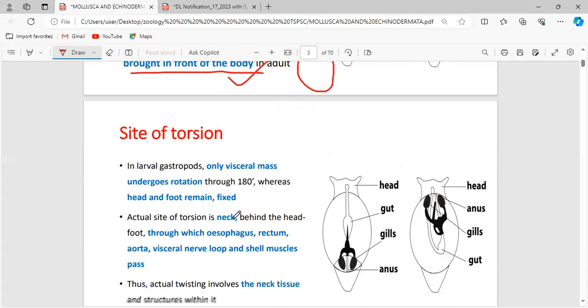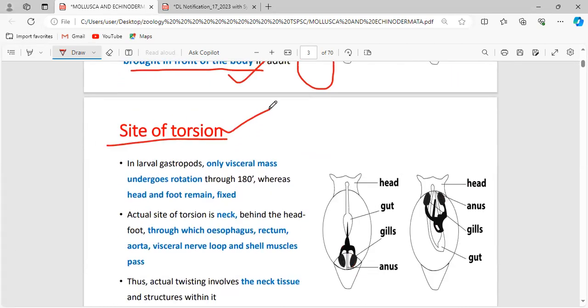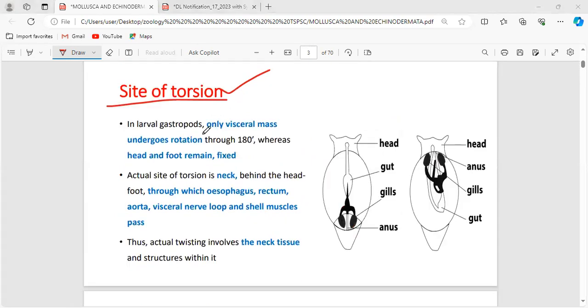Now, what is the exact location of this torsion, and where is it happening? In larval gastropods, only the visceral mass undergoes a rotation. Visceral mass is nothing but all the important organs, like the respiratory organs, the circulatory organs, and the digestive tract. Everything is called the visceral mass, and the visceral organs undergo rotation through 180 degrees. This degree is very, very important.